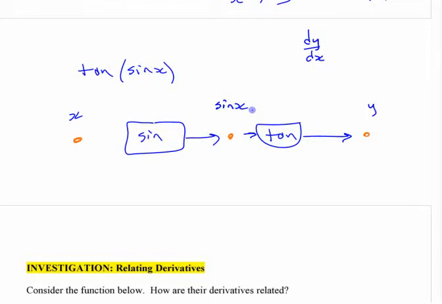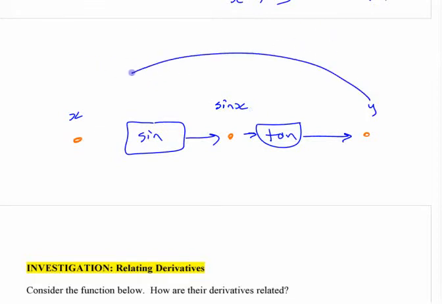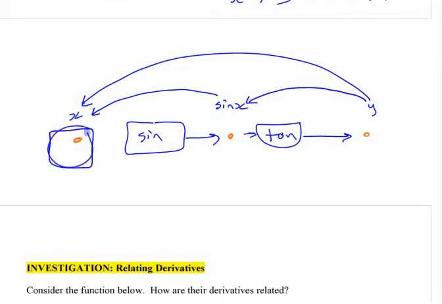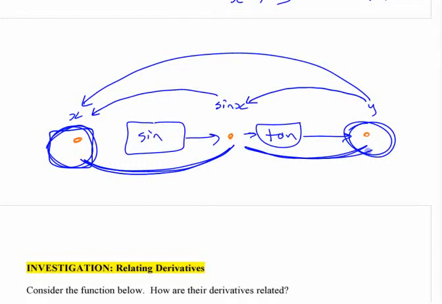So we want to know, if we want to know the rate of change of y all the way compared to x, right? How do those compare? We have to do it in two steps. We need to look at how does y compare to sine x, and how does sine x compare to x. To look at the rate of change between this value right here and this end value, you're going to multiply two rates of change. You're going to multiply this rate of change by this rate of change.